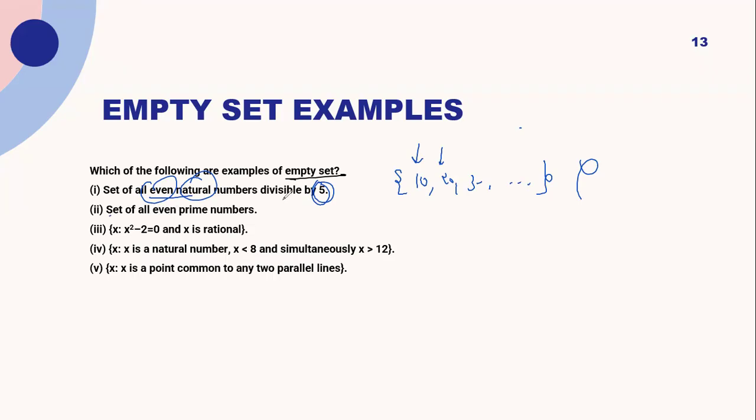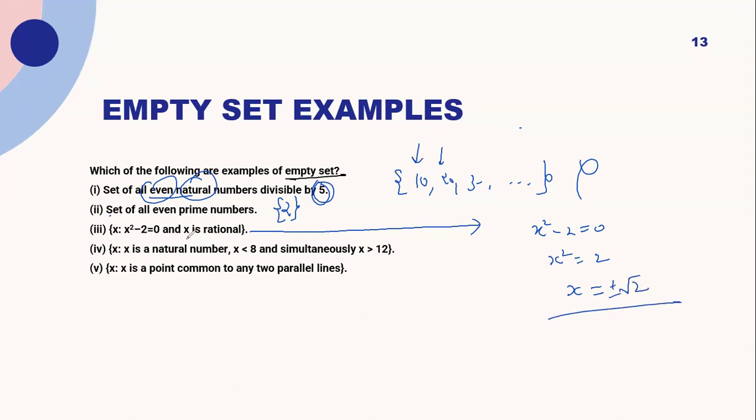Set of all even prime numbers. Even prime, there is only a single one, 2. So this is also not the empty set. x squared minus 2 equals 0 and x is rational. See, this is a set builder form. Here they have mentioned the condition that x squared minus 2 should be 0, so x squared is 2 and the x value will be plus minus root 2. But they are mentioning that x is rational, but here it is an irrational number, because root 2, root under primes, all these things are irrational. So this is an empty set.